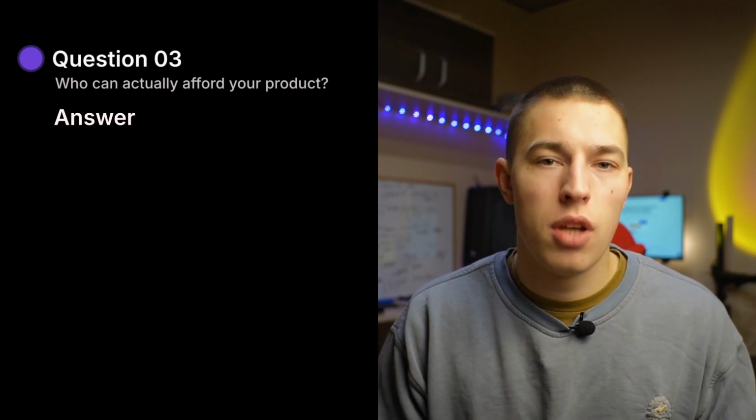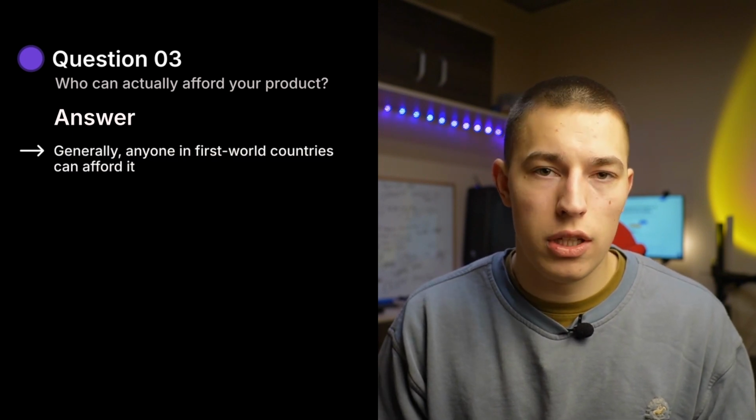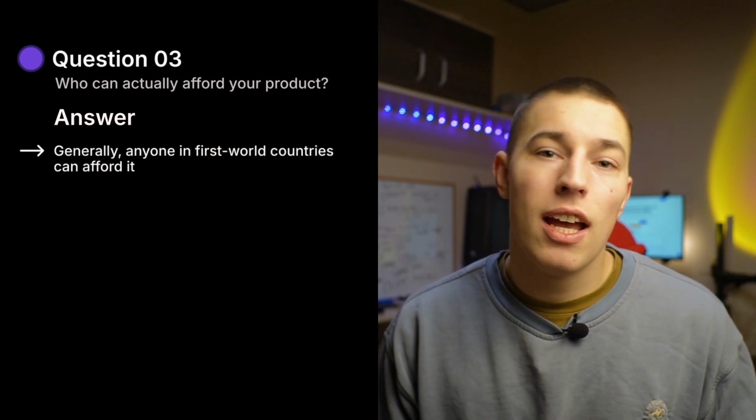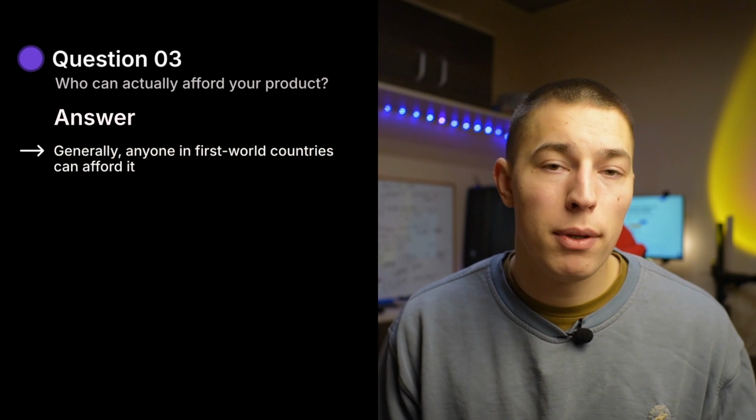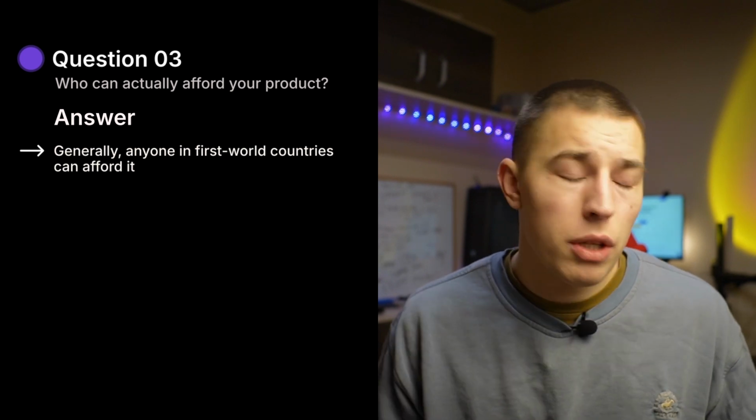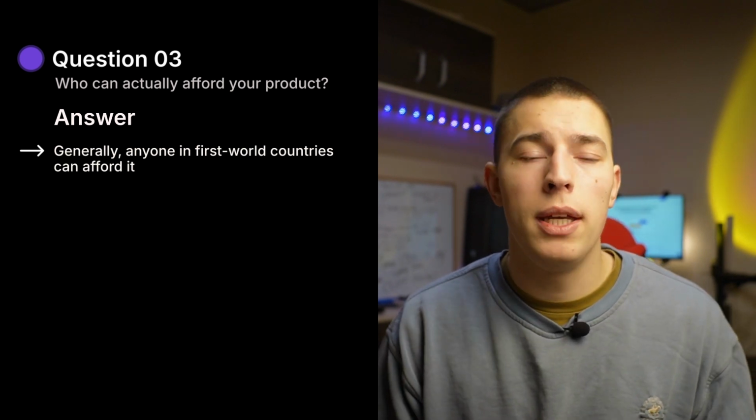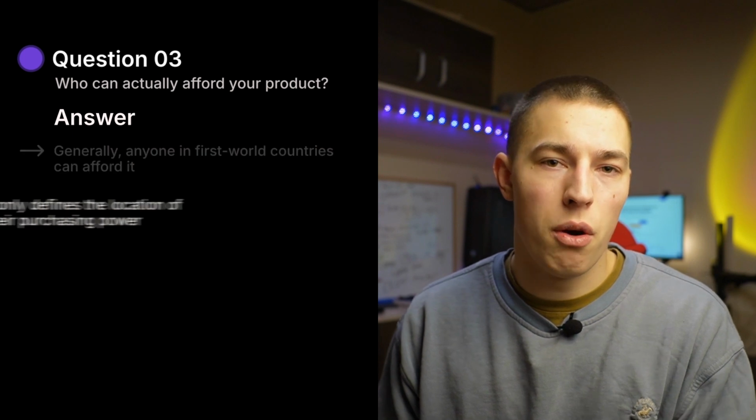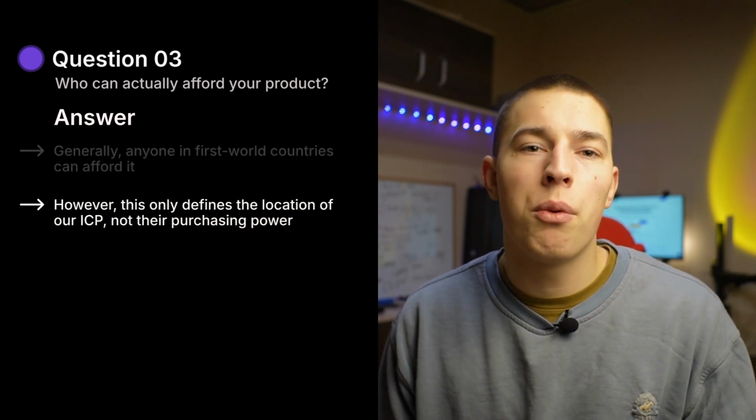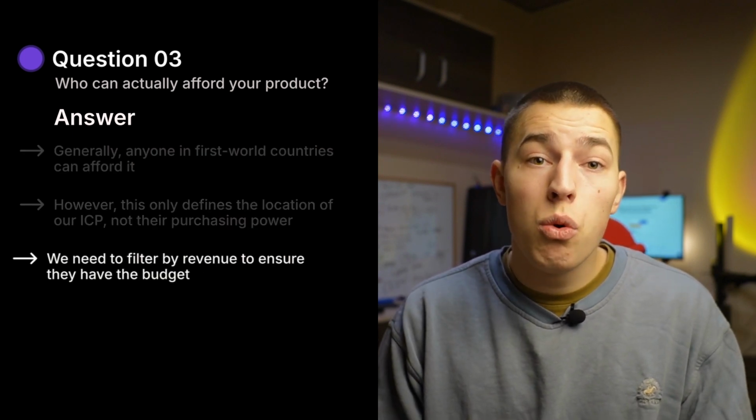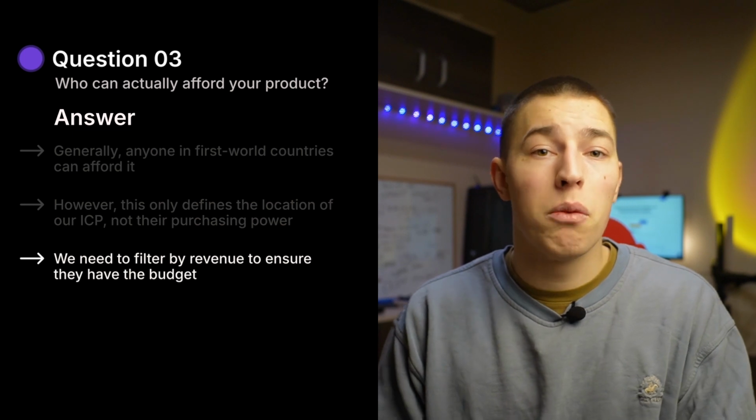Usually the answer is simple. Anyone in the first world countries, the United States, Canada, Japan, the United Arab Emirates, and almost all of Europe. I know that Europe is not a country, but you know what I mean. This doesn't fully answer the question though. It only shares the location of our ICPs. We also need to know who has the money. So we filter down by revenue.